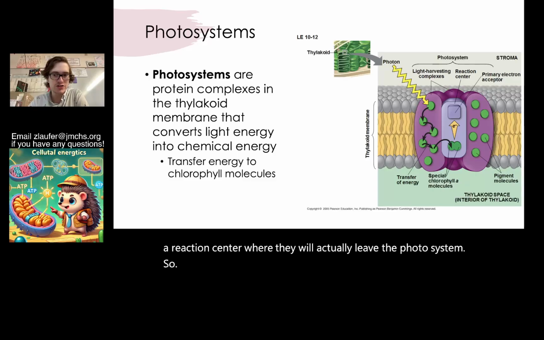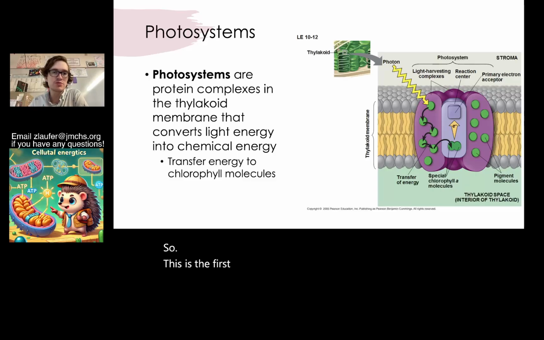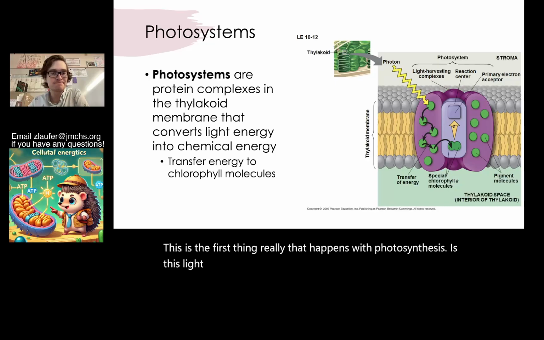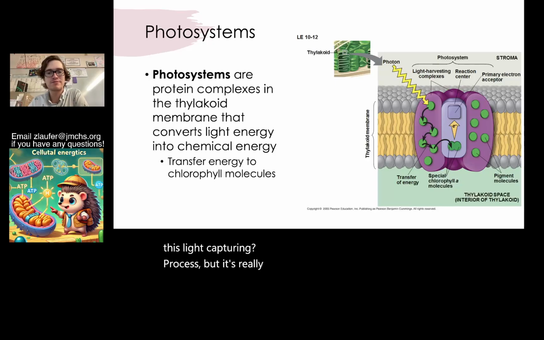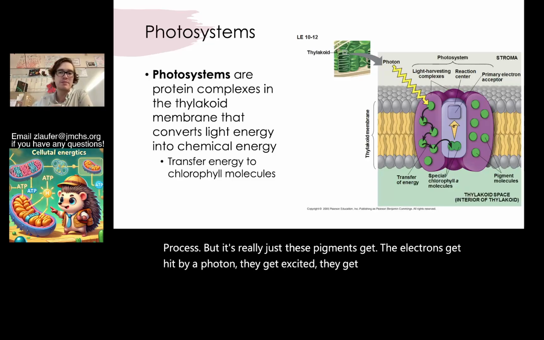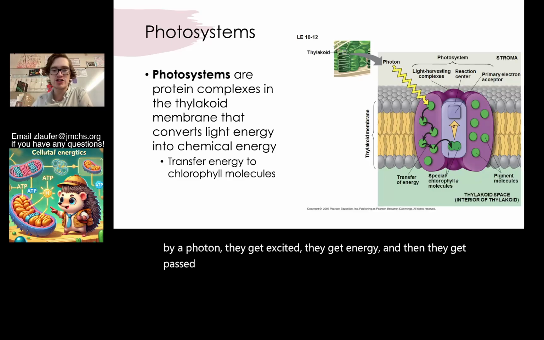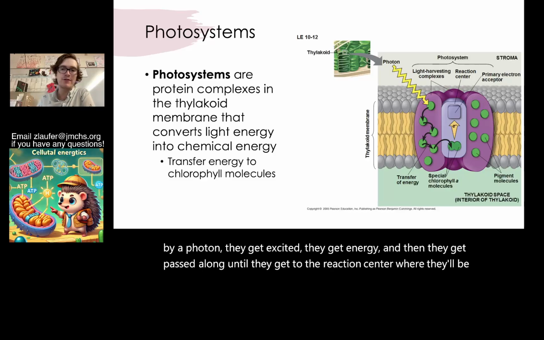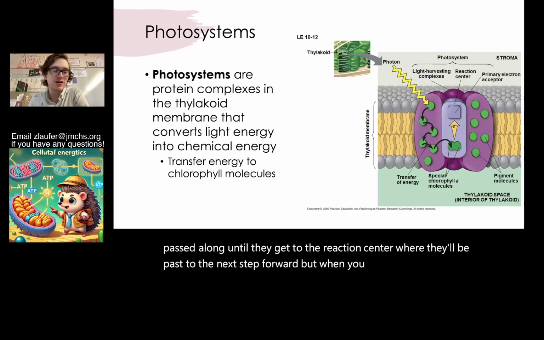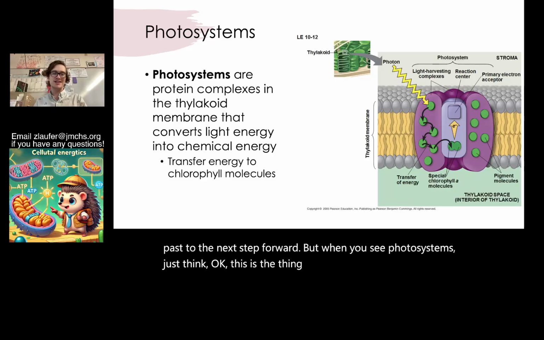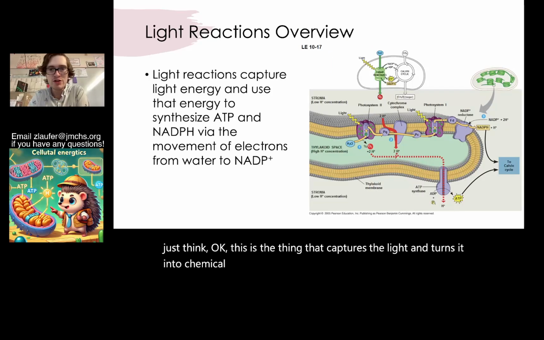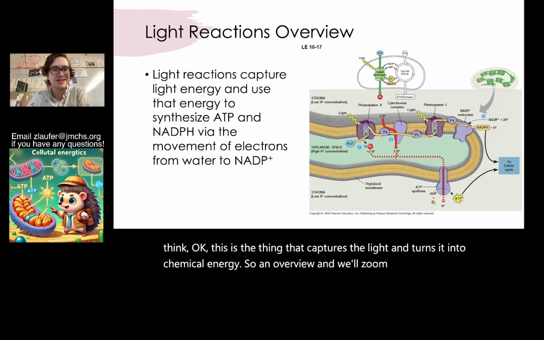So this is the first thing really that happens with photosynthesis, this light capturing process. But it's really just these pigments. The electrons get hit by a photon, they get excited, they get energy, and then they get passed along until they get to the reaction center, where they'll be passed to the next step forward. But when you see photosystems, just think, okay, this is the thing that captures the light and turns it into chemical energy. So, an overview, and we'll zoom in to each of these steps in a second.